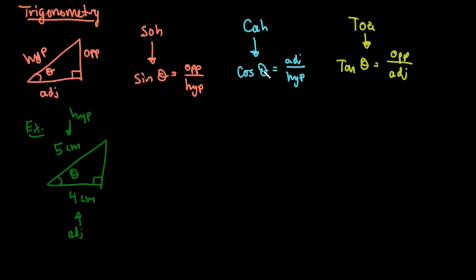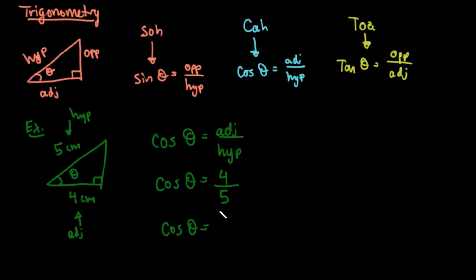Looking at my formulas, cosine is the one that I want to use because it has the adjacent and the hypotenuse. So cosine of theta is equal to the adjacent over the hypotenuse, and then I can plug them in. Adjacent is 4, and the hypotenuse is 5. From here, I want to do this division: 4 divided by 5 gives me 0.8.